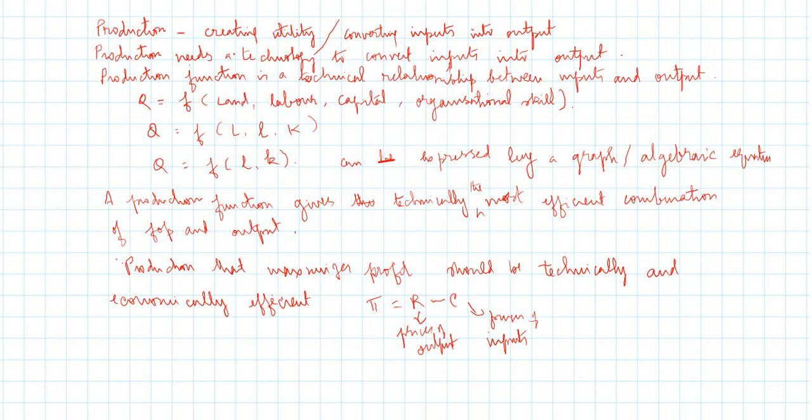So every production function gives the technically most efficient combination. This is the part you will have to understand, because no producer would use a technically inefficient production function. Therefore, every production function represents the technically most efficient combination of factors of production and output.